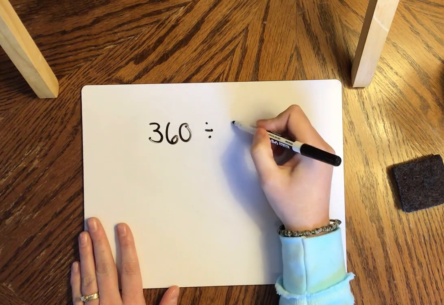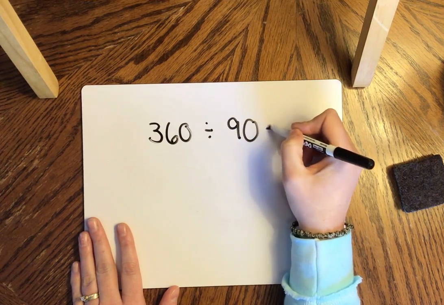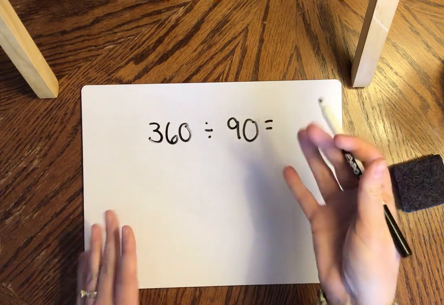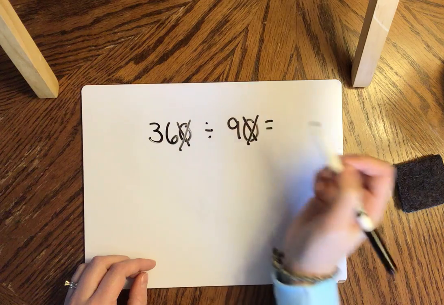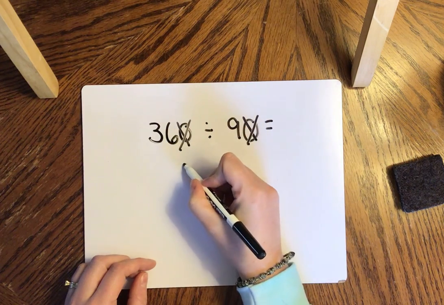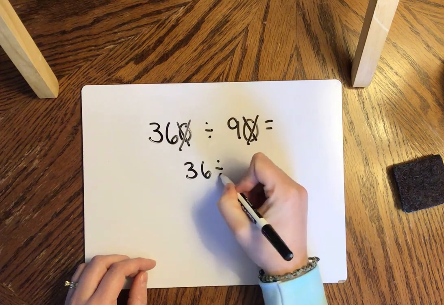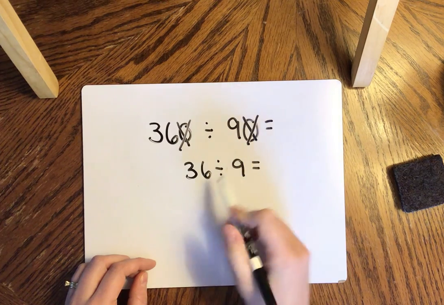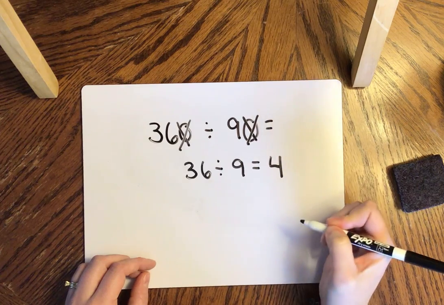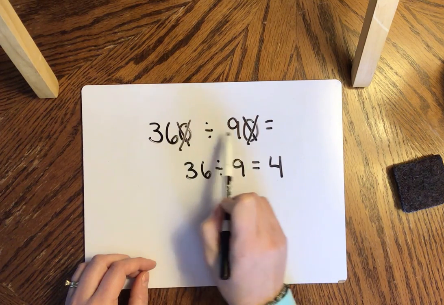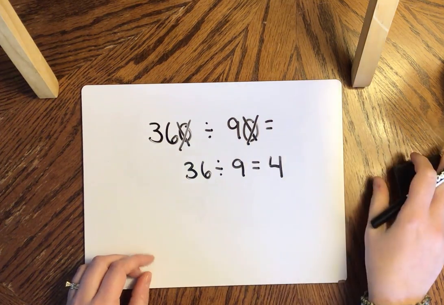360 divided by 90. So in this case, we're going to do the zeros again. I have 1 here, so I can take that 1 off over here. Then we have 36 divided by 9. 9 goes into 36 4 times. So 360 divided by 90 equals 4.